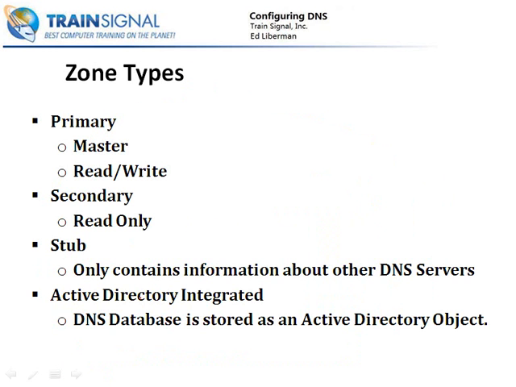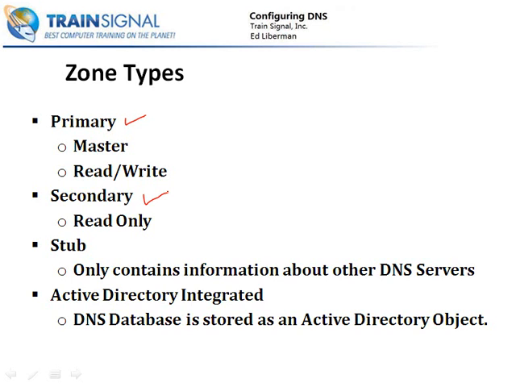Now, zones come in a few different types. First type that we have here is something called a primary zone. Now, primary and secondary are what's known as standard zone types. This is how DNS used to work. It still does work this way if you want it to, but it's not very common anymore.